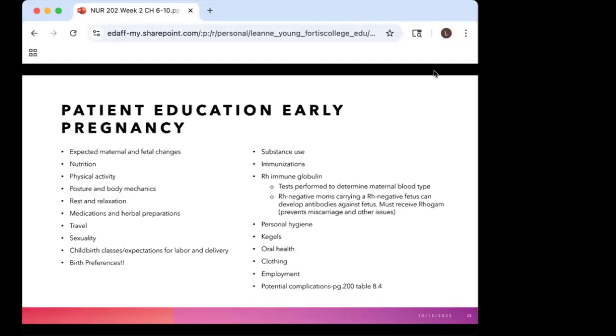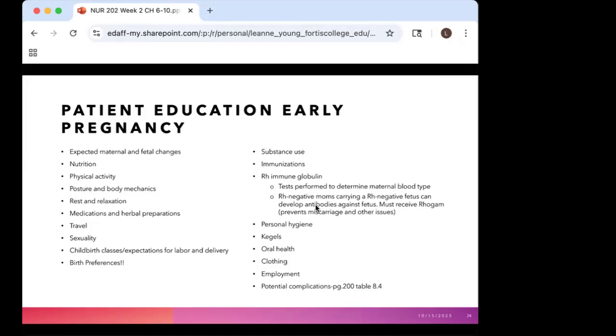Sexual health and sexuality, safe sex: educating them that if they do have a new sexual partner, to keep the OBGYN and the office notified if that is happening, because we want to be monitoring them for any STDs, STIs, encouraging safe sex, especially during pregnancy. Childbirth classes and expectations for labor and delivery.